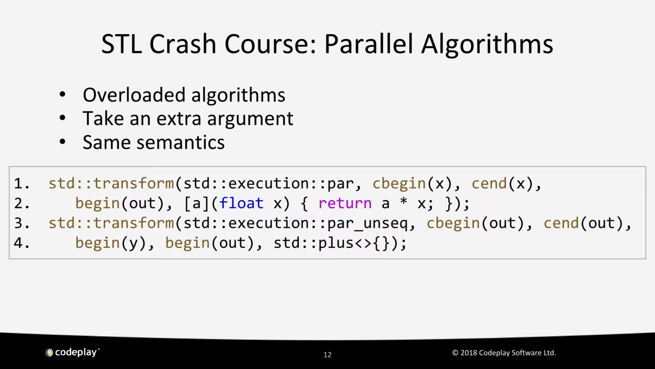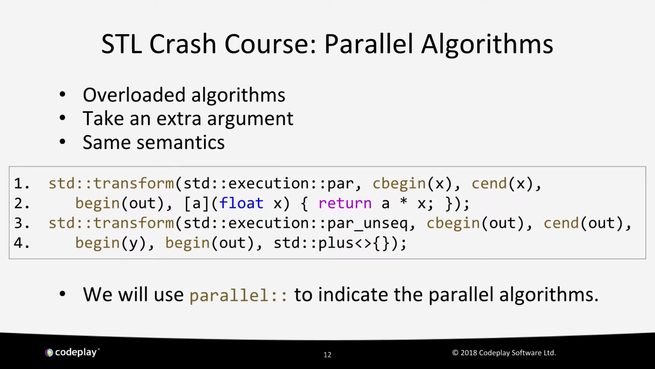This one here means to execute in parallel, and this one here means to execute in parallel and also that things are allowed to be unsequenced. Now this means that we can achieve vectorization with the STL as well. But otherwise, they're still doing the exact same thing. So, are there any questions on this section here?